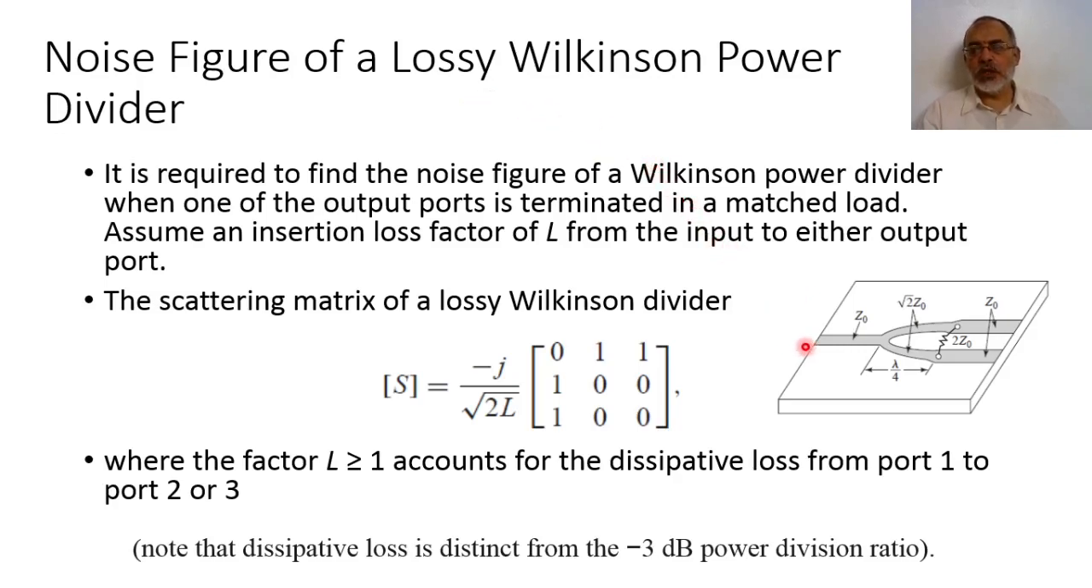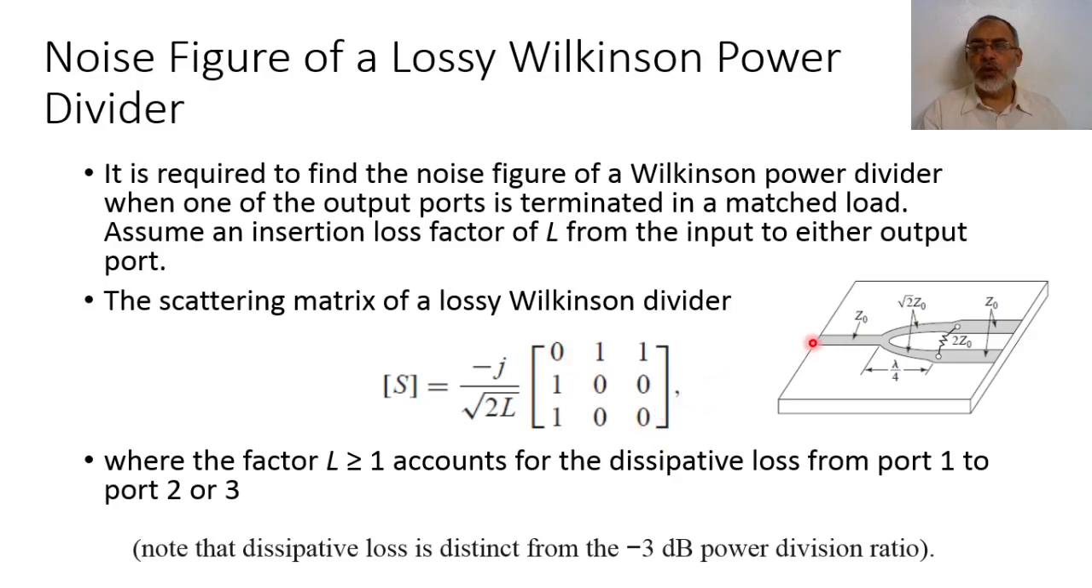So assume that we are studying a Wilkinson power divider. In general, a Wilkinson power divider is a 3-port network: port 1, port 2, and port 3. And the scattering matrix for a general Wilkinson power divider is S = -j/√2 multiplied by the scattering matrix [0, 1, 1; 1, 0, 0; 1, 0, 0], such that all the ports S11, S22, and S33 are matched, so S11 = S22 = S33 = 0.